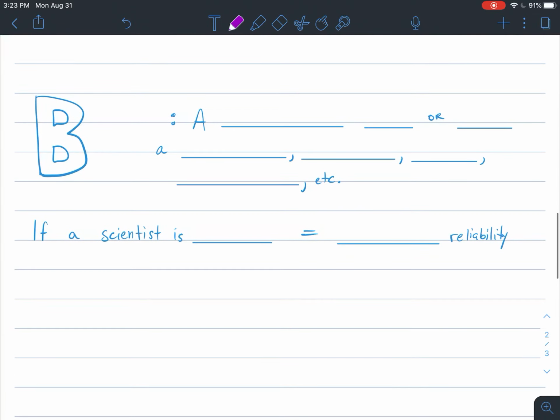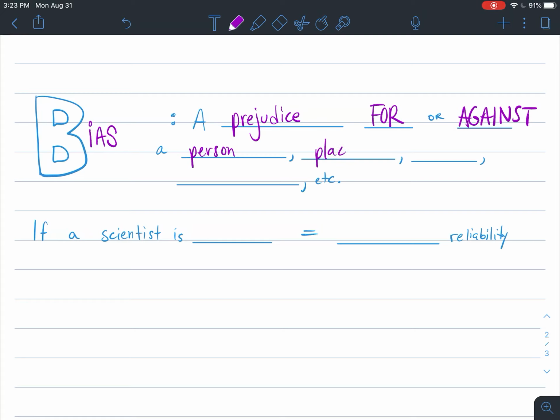And the last thing that we're going to look at that affects science experiments is something that is known as bias. And bias is something that is a prejudice either for or against. So a bias is a prejudice for or against a person, or even a place, or even an idea, or an outcome, or anything else. It's just that somebody, even before knowing any of the details, is either for or against something just based on their own personal beliefs.